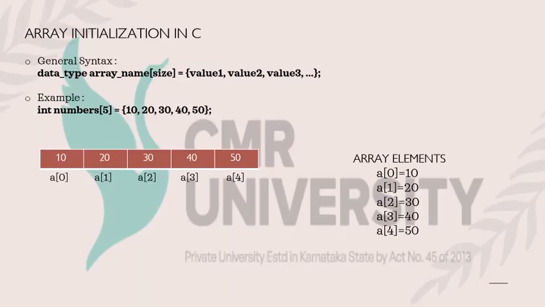Array initialization in C. The general syntax: data_type array_name[size] = {value 1, value 2, and so on}. Example: int number[5] with the elements 10, 20, 30, 40 and 50. 10 is assigned to index 0, 20 to 1, 30 to 2, 40 to 3 and 50 to 4.